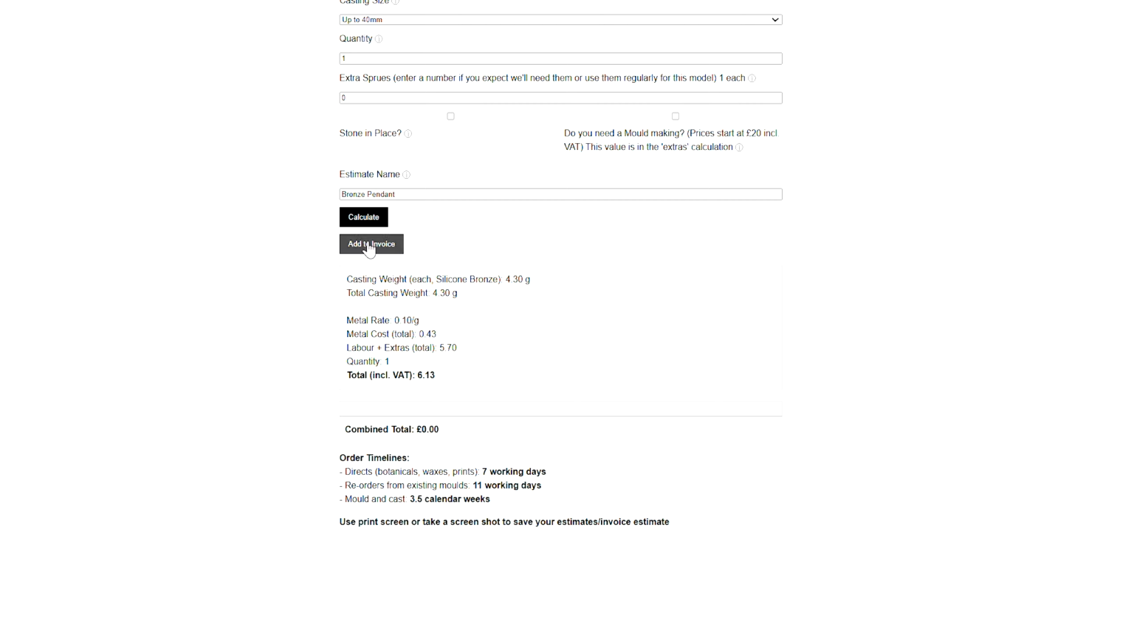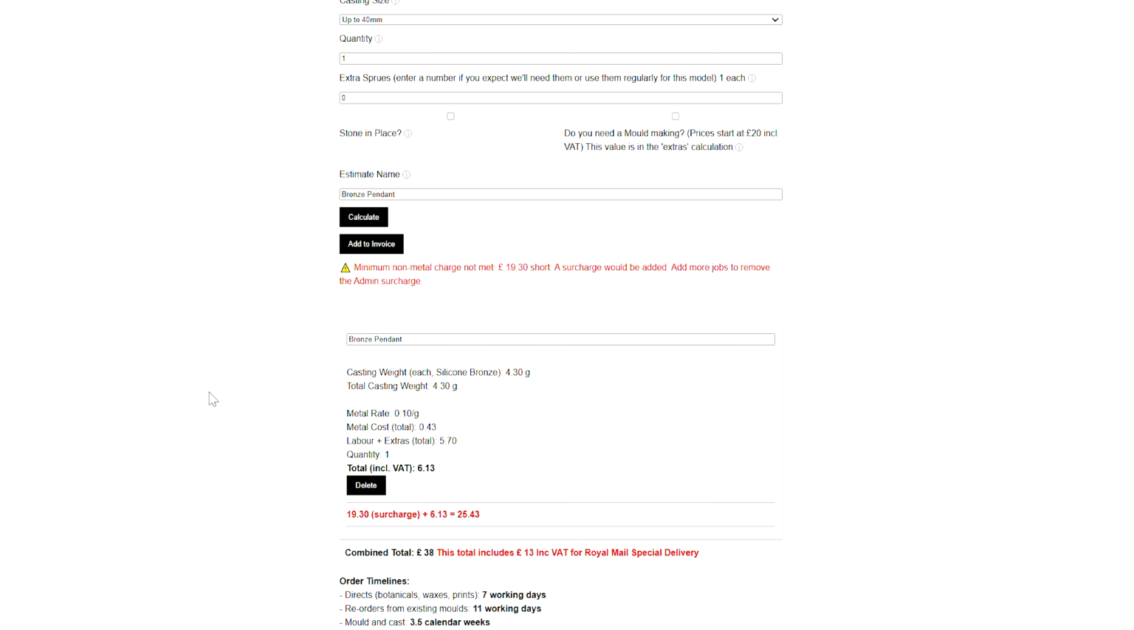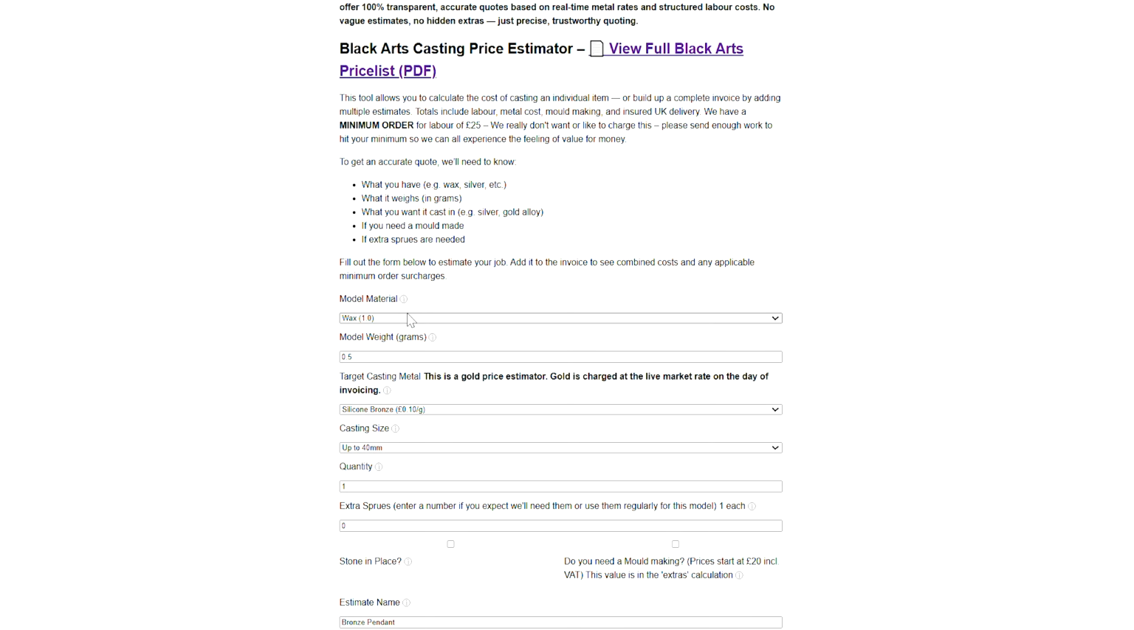Now I can add this to my invoice if I've got 15 models that I'm going to send into Black Arts. I can add this to the invoice and calculate, as I add each model to the invoice, what the total will be, including the postage costs. So at the moment you can see that there's a surcharge on there because our minimum order is £25 of labour and we've not yet met that. So let's come back up here.